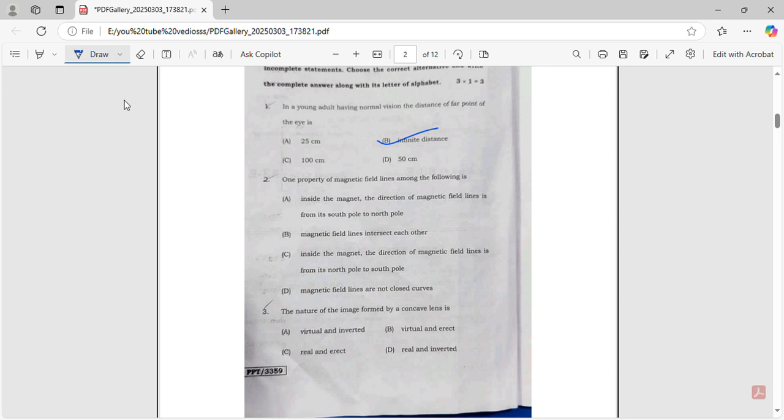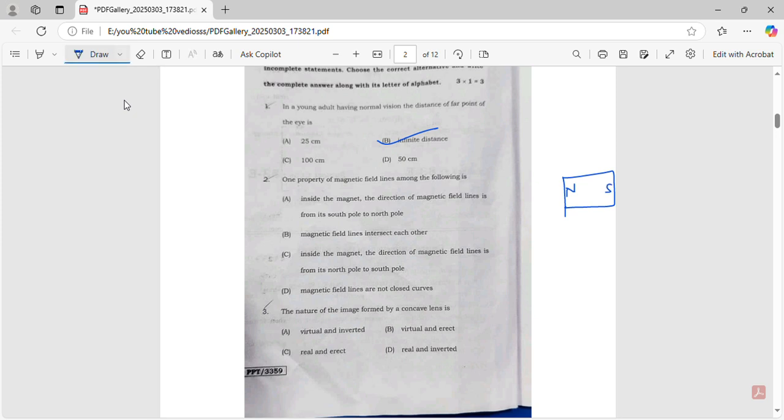Inside the magnet, the direction of magnetic field line is from south to north, say south pole to north pole. This is north and this is south. See, in the magnetic field, outside it emerges from north and merges into south, and inside it is from south to north. Outside, north to south. So it is right: magnetic field lines never intersect. Inside the magnet, from north to south, no chance. Magnetic field lines are not closed curves? No, they are closed curves.